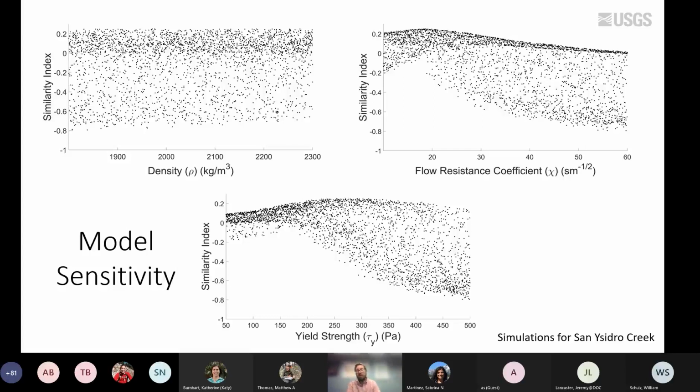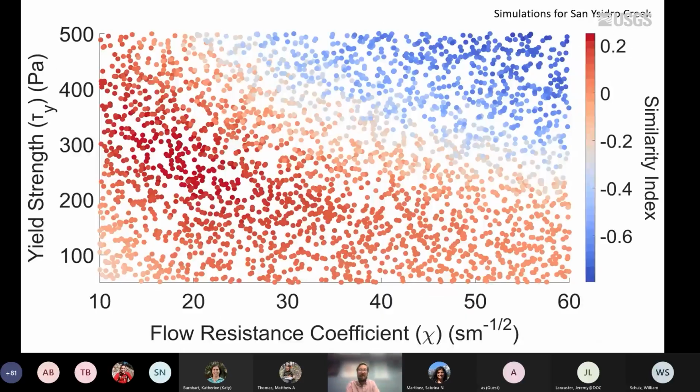So to explore this a little bit further, we plotted the flow resistance coefficient against the yield strength with the similarity index on the color bar. So here, warmer colors indicate better model performance and cooler colors represent worse model performance. We see that when we plot yield strength and the flow resistance coefficient against one another, we have a very distinct nonlinear relationship between the 2 parameters that suggests that if you alter the input of one, you can variably alter the other. So for example, a higher yield strength and a lower flow resistance coefficient yields pretty similar results to a higher flow resistance coefficient and a lower yield strength.